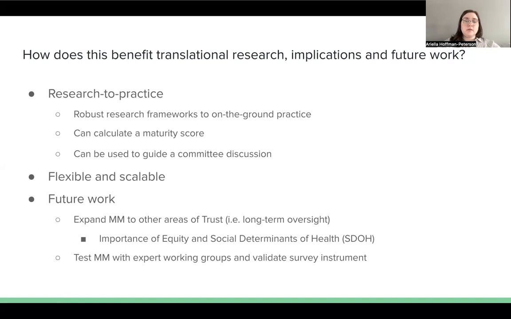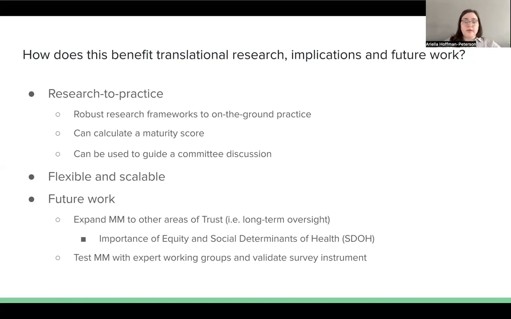And this is a useful tool because it helps bring robust research frameworks to on-the-ground practice. You can look at a maturity score in a quantitative way, but you can also guide a discussion around a committee making a decision about an AI tool. And maturity models, they're flexible, they're scalable, they're tailorable.